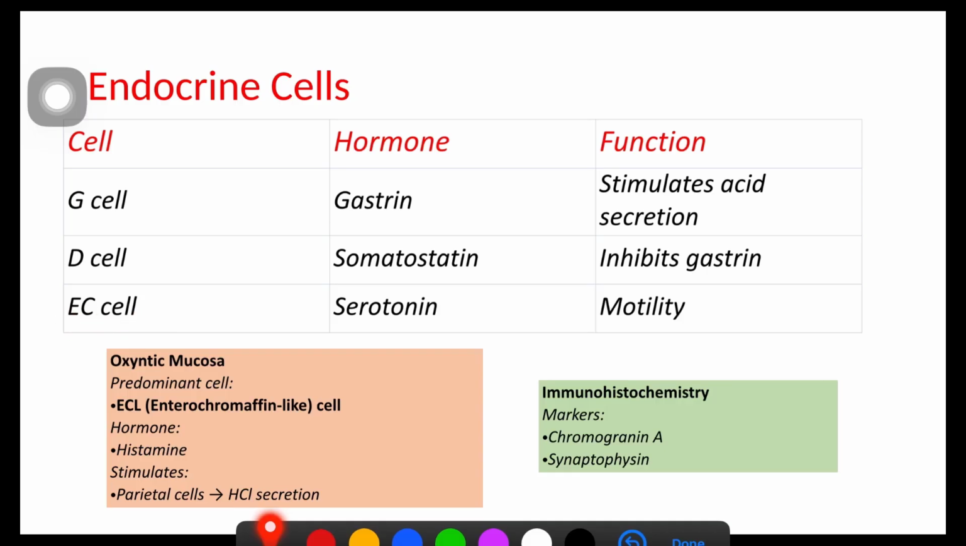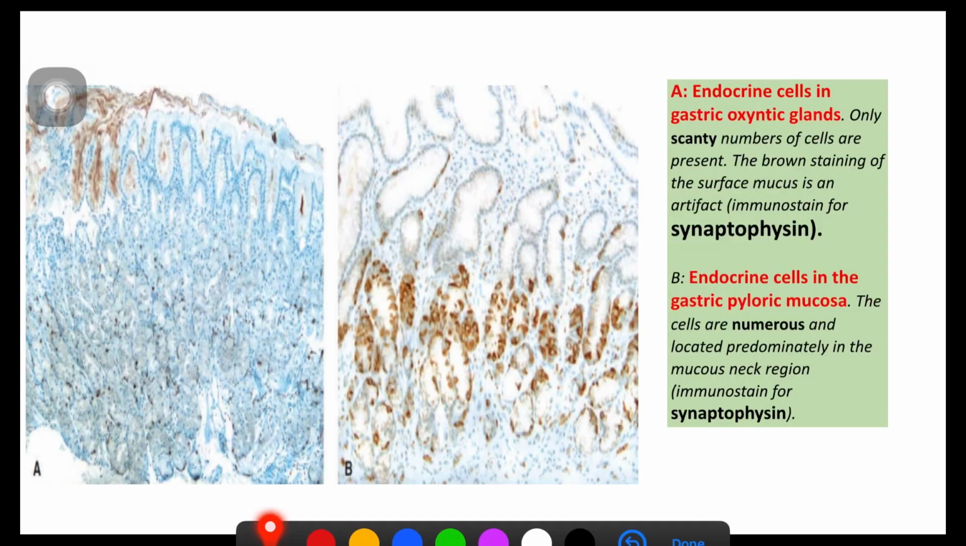Enterochromaffin cell produces serotonin and is associated with motility. In oxyntic mucosa, the predominant cells are enterochromaffin-like cells, which produce histamine and stimulate parietal cells to secrete HCl. So if we want to highlight the endocrine cells, the IHC markers are chromogranin A and synaptophysin.